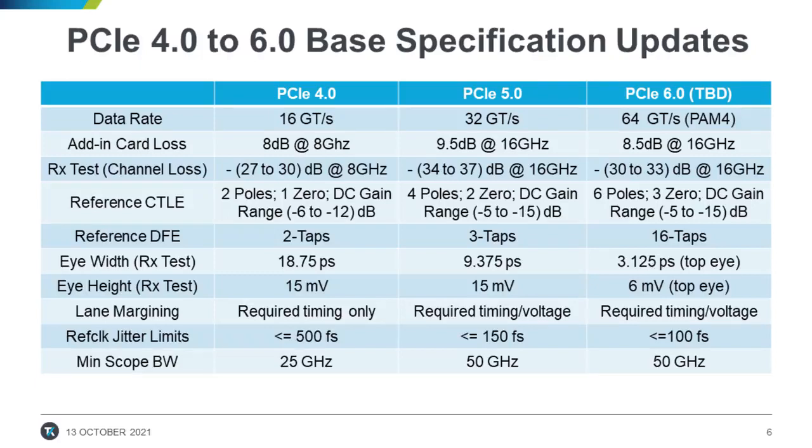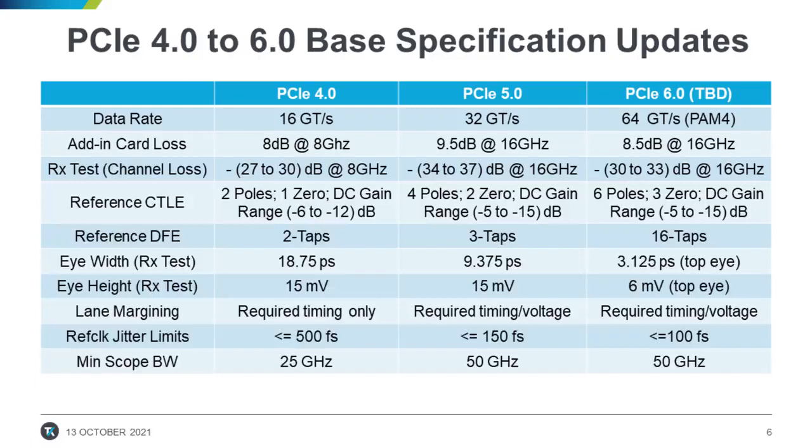In terms of our loss budget, the add-in card loss budget is a good indicator of how this will be mapped out. All right, so add-in cards for Gen 4, you could have 8 dB at 8 gigahertz. Gen 5 that went to 9.5, and now 8.5 at the 16 gigahertz Nyquist for Gen 6, right? So that's a very clearly defined budget for the add-in cards, and any additional is kind of left for the system to utilize, right? It's not explicitly defined.